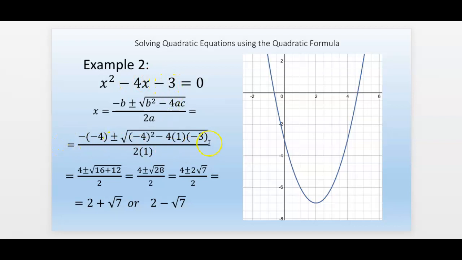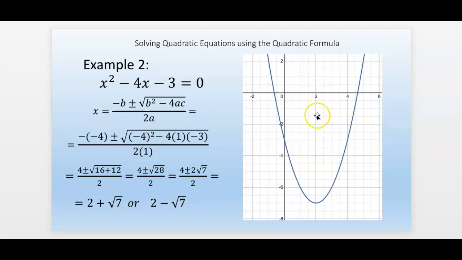I plug it into the equation here. All right, I get a plus and a minus, and this time underneath the radical, it's the square root of 28. That's 4 times 7. And the square root of 4 is 2. If you remember, we did that before. So it's 2 times the square root of 7. So you have to leave that square root of 7 like that. So 4 divided by 2 is 2. And 2 divided by 2 is 1. So our answer is 2 plus the square root of 7 or 2 minus the square root of 7.